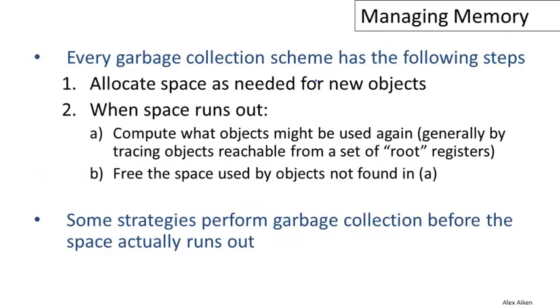So every garbage collection scheme has the following steps. We're going to allocate space as needed for new objects. So we just go ahead and allocate new space as long as we have space, or whenever we need it. And when space runs out, we need to compute what objects might be used again. And generally that's done by tracing objects reachable from a set of root registers. And then we're going to free the complement of that set. We're going to free the space used by the objects not found in the previous step. And to say that some strategies do perform garbage collection before the space actually runs out. And we'll actually look at one of those in a future video.